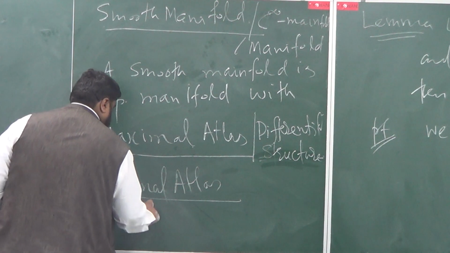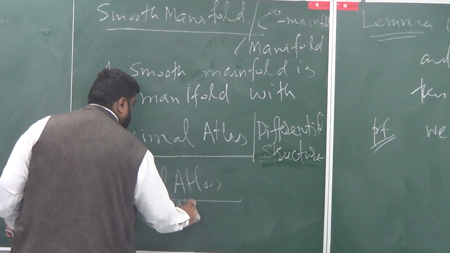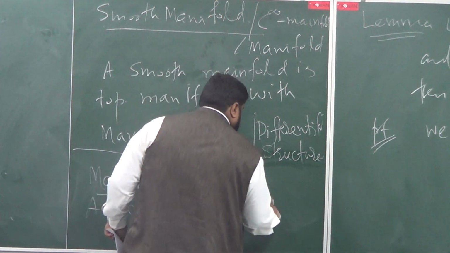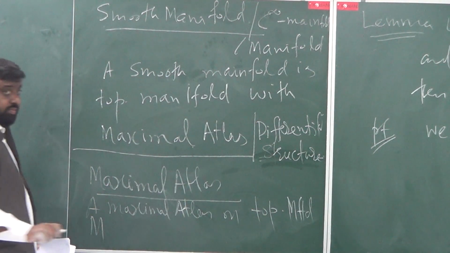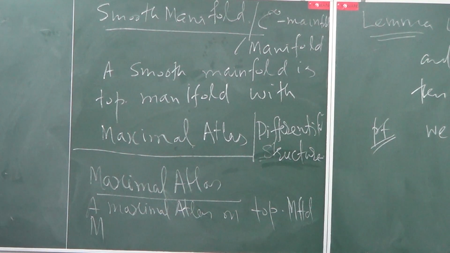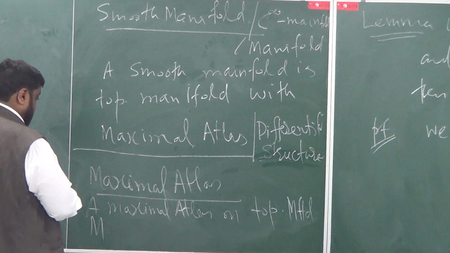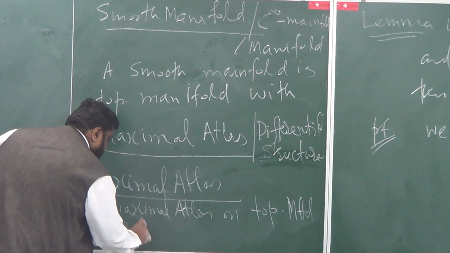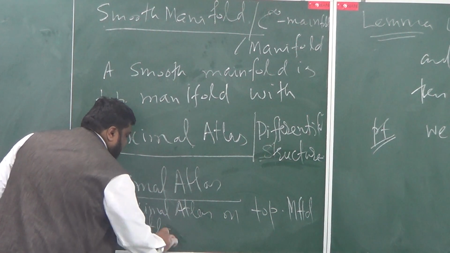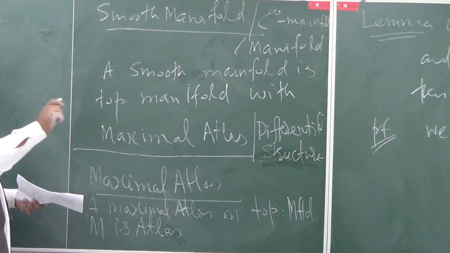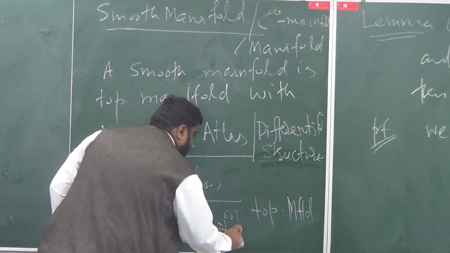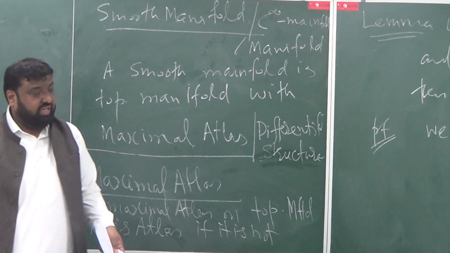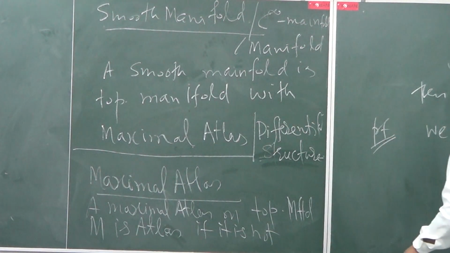Maximal Atlas on a logical manifold M. A maximal atlas on a manifold M is an atlas if it is maximal. In other words, it is not contained in any other atlas.